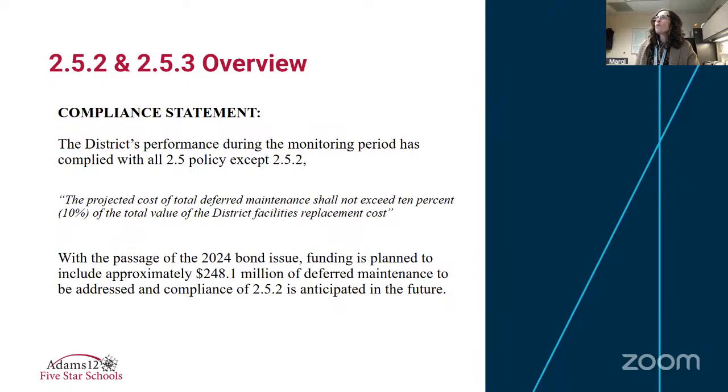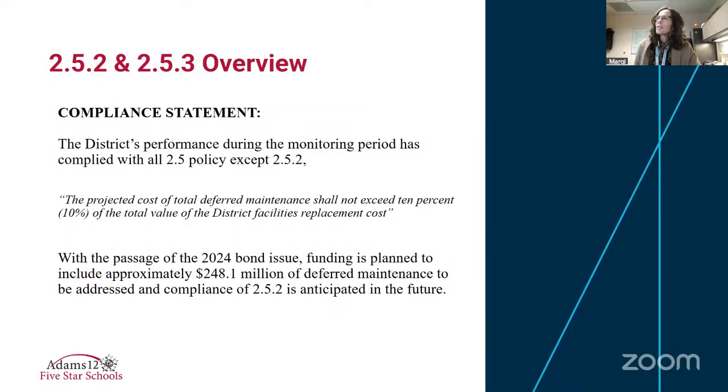The 2.5.2 statement in italics says that our projected cost of deferred maintenance shall not exceed 10% of the total value of the district facilities replacement cost. I believe this is the second year in a row. It could be the third. I don't recall that we are not in compliance. We are currently at 14.34% of the total value of the district's facilities replacement cost.